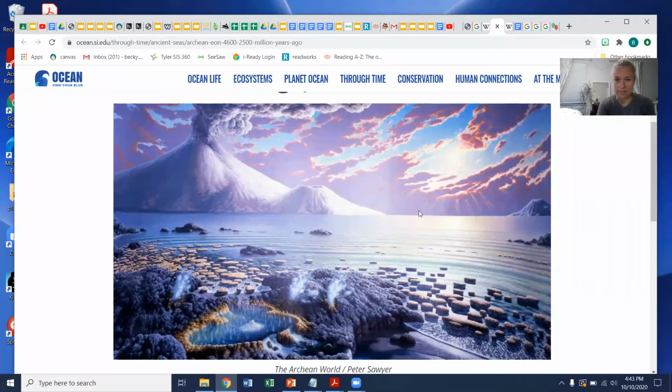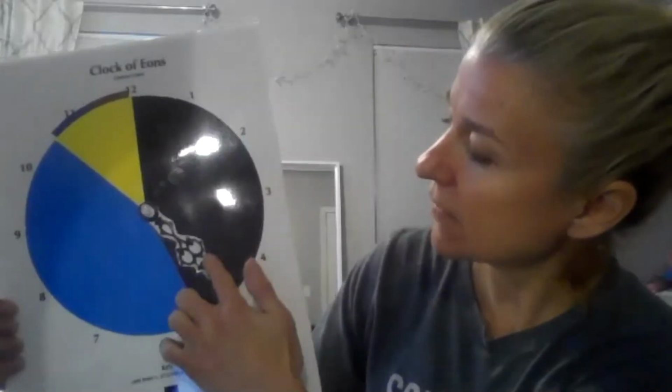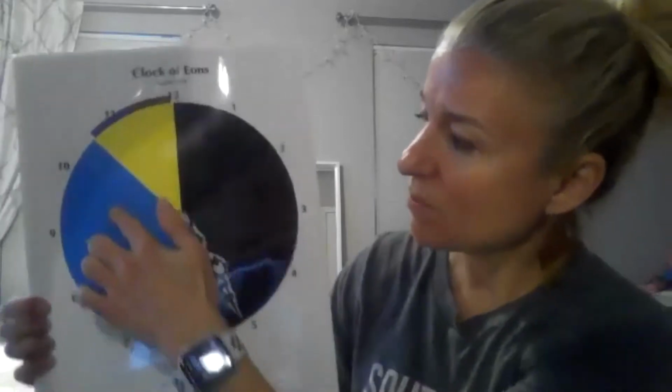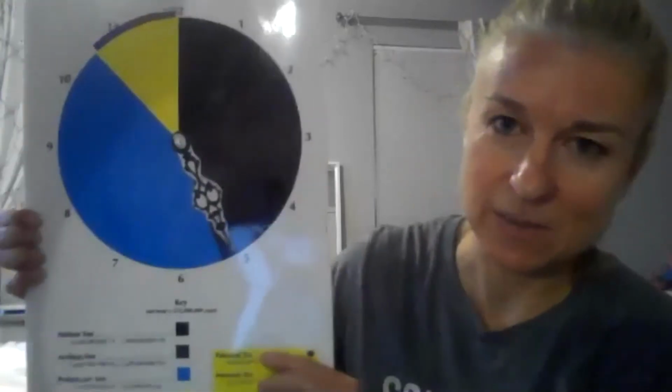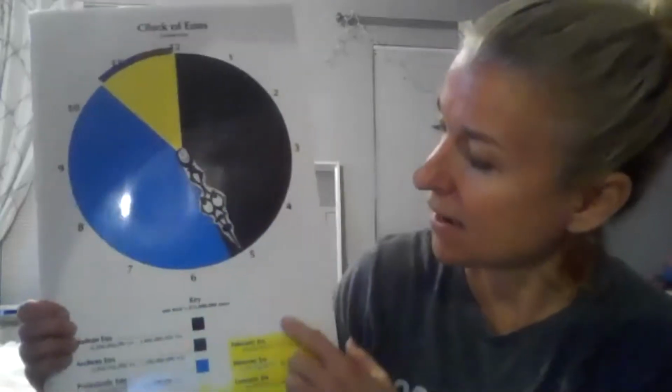So this is what an artist thought the Archaeon Eon might have looked like. And it definitely looks a lot better than the Haitian Eon. It looks a lot cooler, doesn't it? As we move through the Archaeon Eon, it's a little bit longer than the Haitian, but it goes until right after the 5. And then this blue area, you can see that's the biggest part on our clock, right? So that's going to be the longest eon.